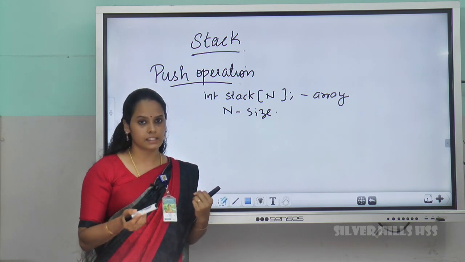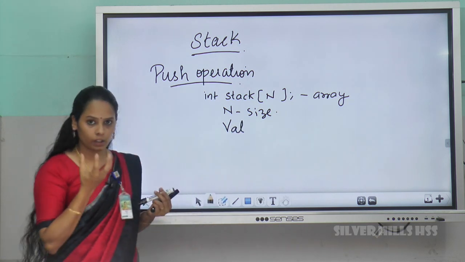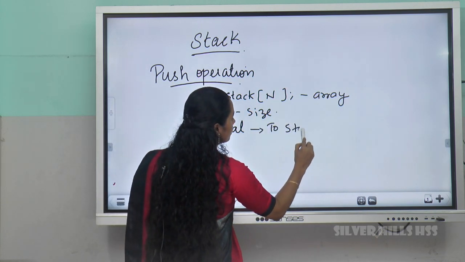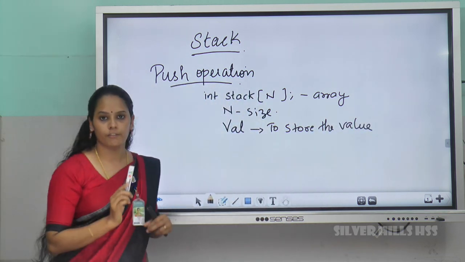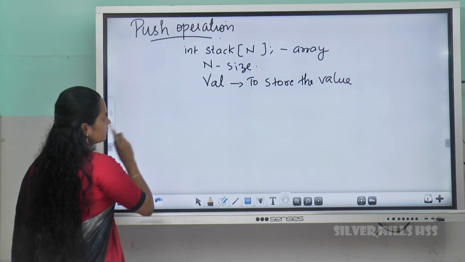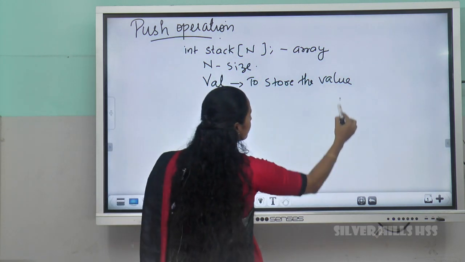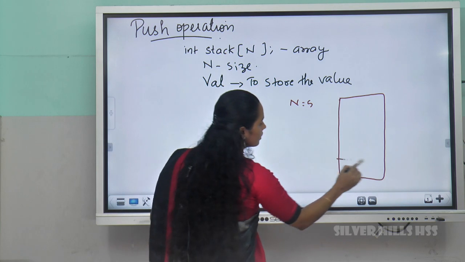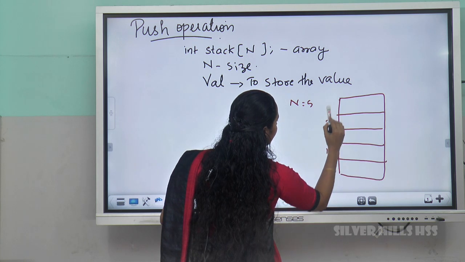Okay, so n is the size, and we have the array and the number of elements in our hand. Then what we want next? We need the item to be inserted. So I am giving the value or the item to be inserted inside a variable called val. To store the value, we need a variable called val. Now we can start writing the algorithm of this stack. So first, how the stack will look, like just imagine the value of n is 5, then the stack will be 0, 1, 2, 3, 4.